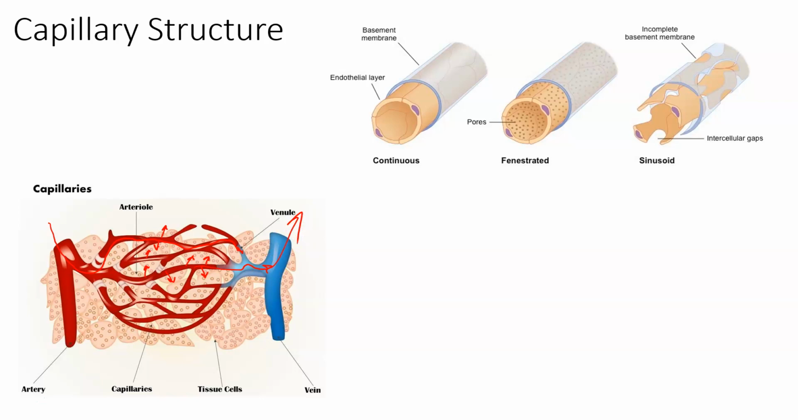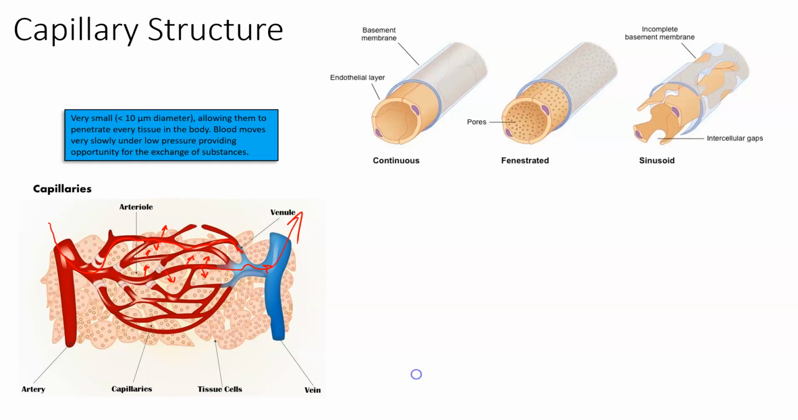Okay? There are 3 different types of capillaries. Regardless of the type, a capillary is the smallest vessel in the human body. Capillaries are less than 10 micrometers in diameter. That's very, very small. They are much smaller than veins or arteries or venules or arterioles.